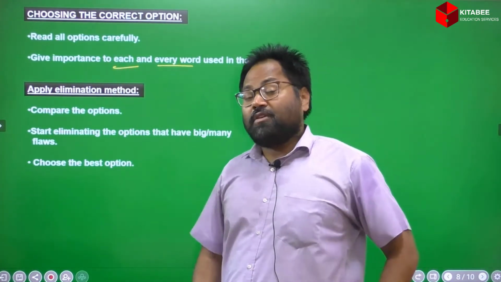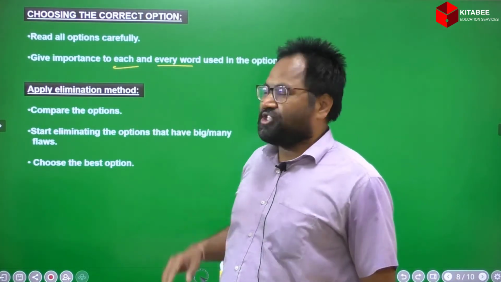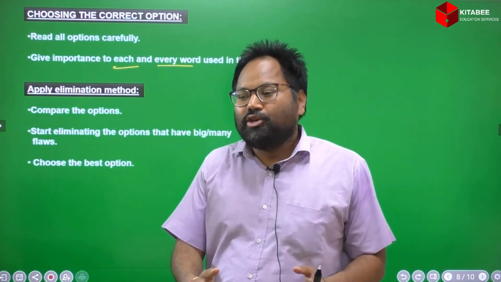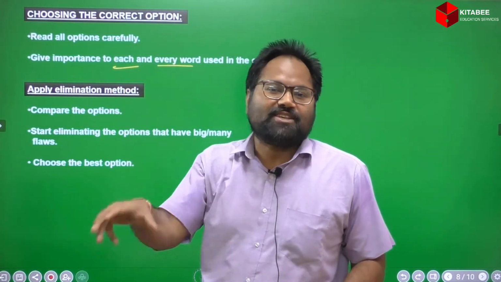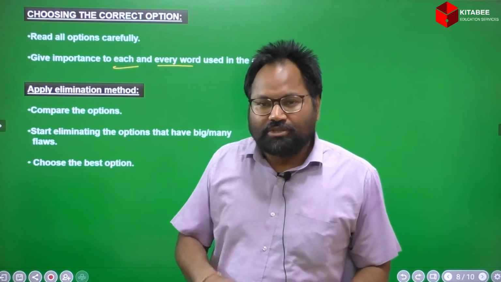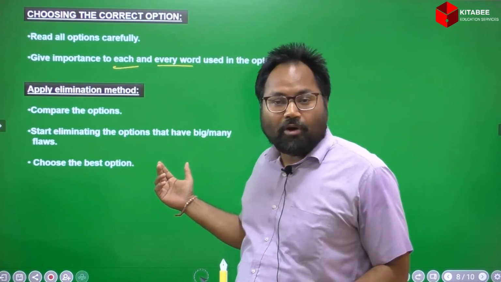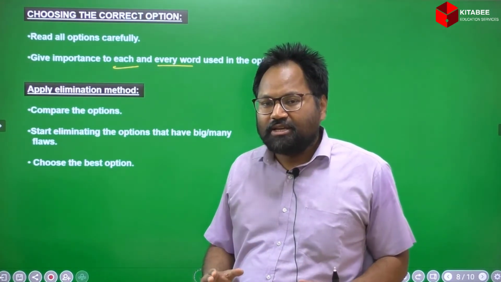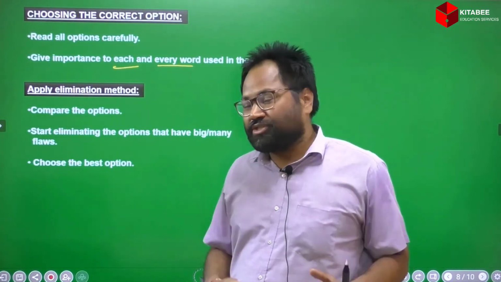Now, after that, the very important method is called the elimination method. Guys, there is one method, the selection method. You choose the option that's your favorite, and you think it is correct because it has all the things given in the paragraph. But the other method is to first eliminate the bad options, the options that have big flaws. So I would suggest the elimination method is most helpful. It is most helpful.